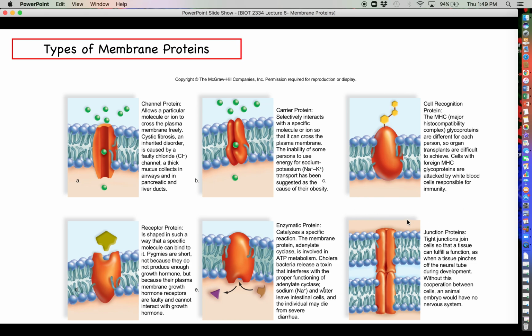We've talked about cell recognition proteins, which are typically going to have attached carbohydrate chains on their extracellular fluid facing side. We'll talk about some of those a little bit later on, but we've talked about how these can be involved in a lot of cell recognition machinery. Receptor proteins we haven't really talked a whole lot about, but we will be looking at a specific example of a receptor protein a little bit later on.